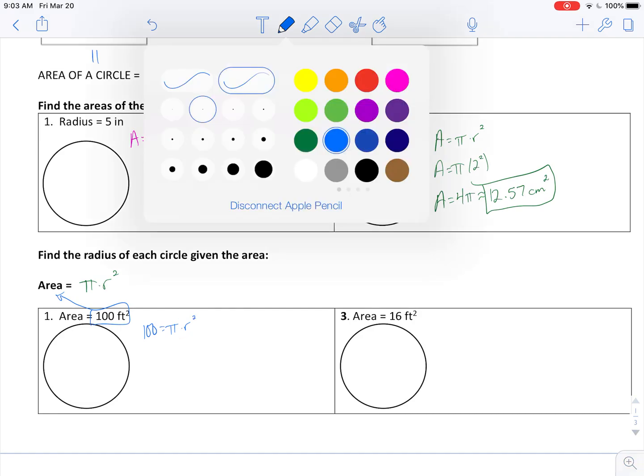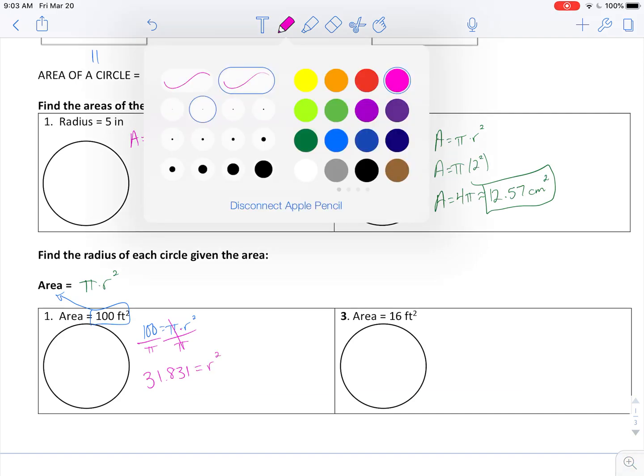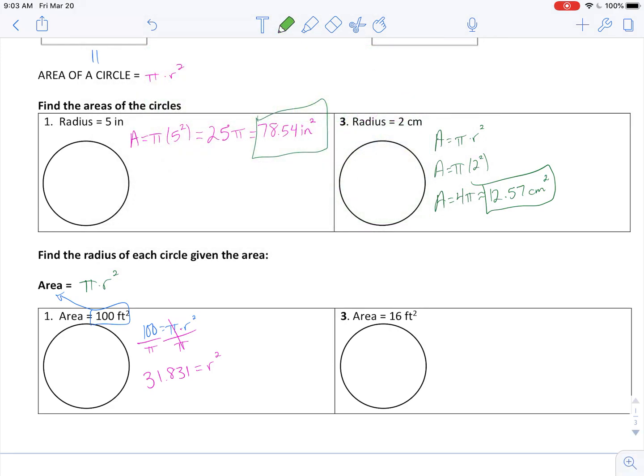And now I want to solve for r. So how do I get that r squared by itself? What do I have to get rid of? I've got to get rid of pi. So to get rid of multiplying by pi, we divide by pi. So 100 over pi is approximately 31.831, equals r squared. And now how are we going to get rid of that squared?